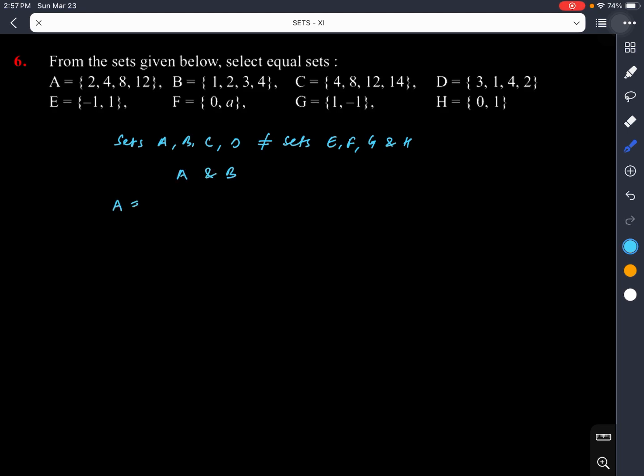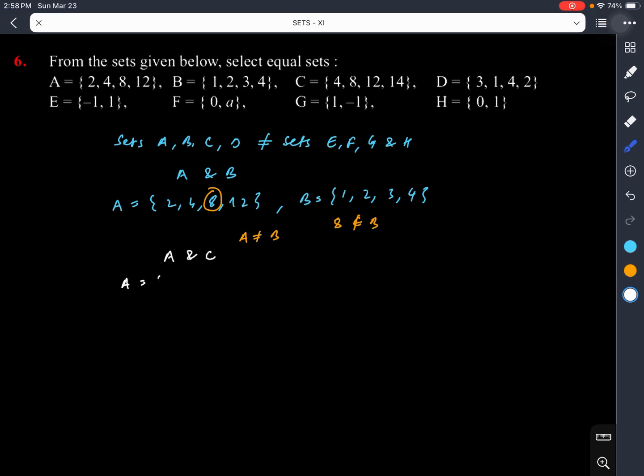So A is having elements 2, 4, 8 and 12, while B is having elements as 1, 2, 3 and 4. One can easily observe that 8 is an element of A, while 8 does not belong to set B. So we can say that A is not equal to B. Now let us take sets A and C.